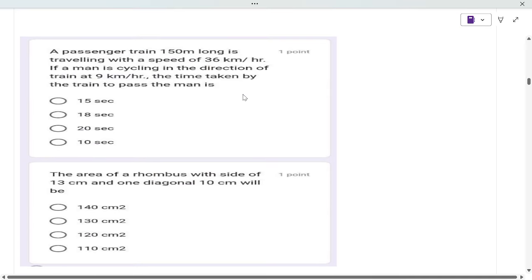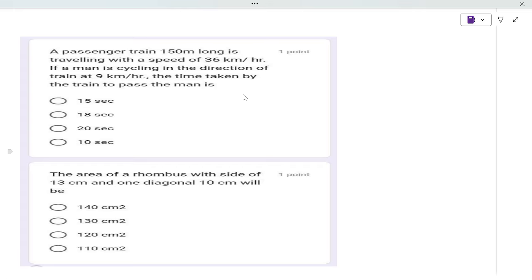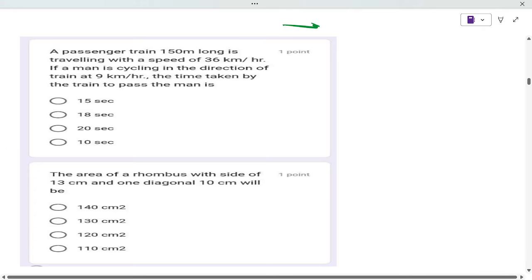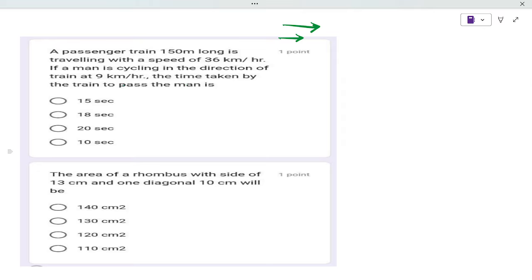This is from the time, speed, distance topic, under trains. A passenger train 150 meter long is traveling with a speed of 36 km per hour. If a man is cycling in the direction of the train, direction of the train means if the train is going this way, the cycle is also going this way, at 9 km per hour, the time taken by the train to pass the man. That means this is the man and this is the train.